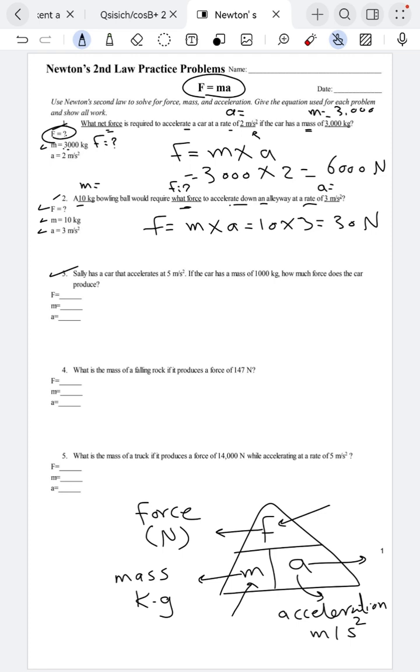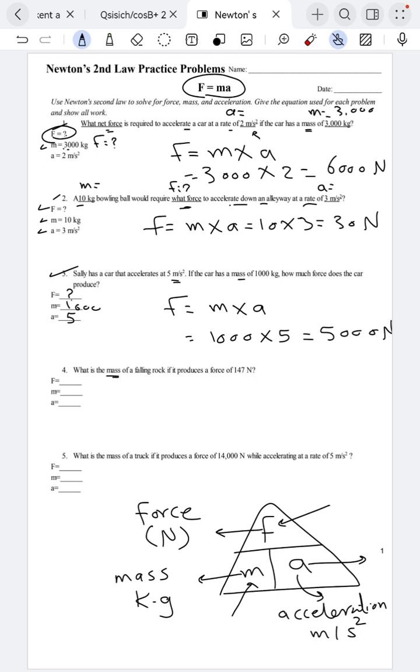The third one, Sally has a car that accelerates at 5 meter per second squared. So this is the acceleration, so I can put the acceleration here equal to 5. If the car has a mass, which is 1000 kilogram, how much force? So it's asking about the force, so force is unknown. So again, F equal to M times A. M is 1000 times A, which is 5, so it will give us 5000 Newton.